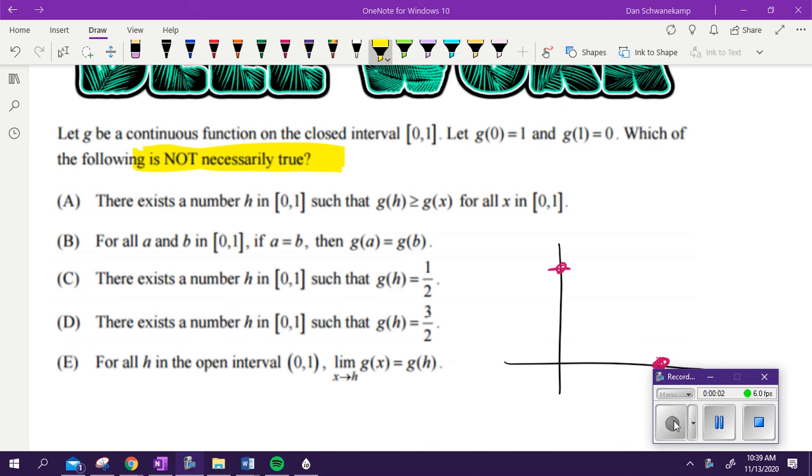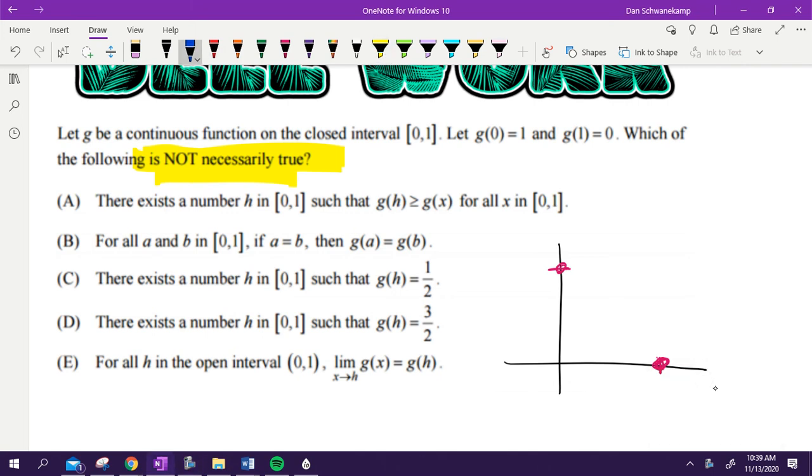All right, we're starting our last chapter of first semester, making sure we understand what's going on. Let g be a continuous function on this interval from 0 to 1. Which of the following is not necessarily true? We went ahead and graphed that out. A very basic graph, but we graphed it nonetheless. This is a great representation because it's just kind of weird, and we got to think our way through it.